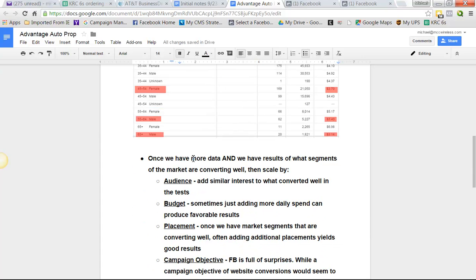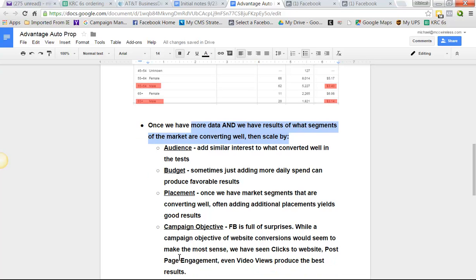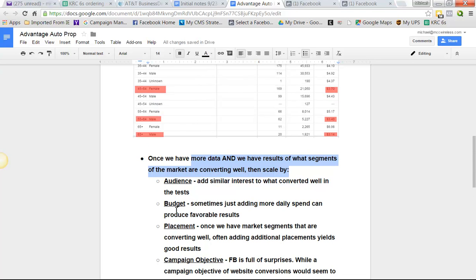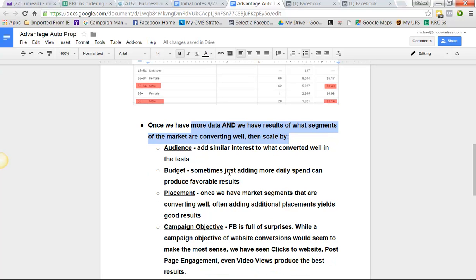Then, once we have all the data and the results of what segments are converting well, then we scale. There's 4 different ways we scale here. One is by audience. We're going to add similar interests to what converted well in the tests. And Facebook helps us there because once we gather this data, there's ways we can ask Facebook, in Interest Insights, what interests are best tied to your market.